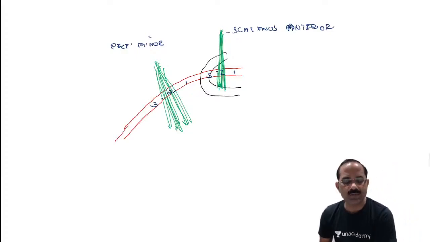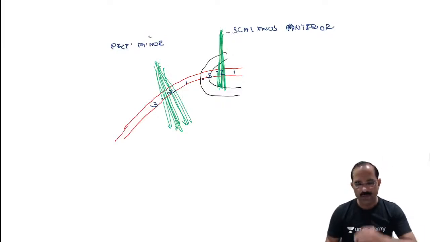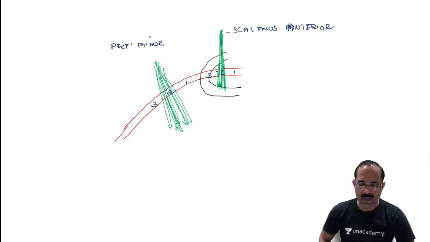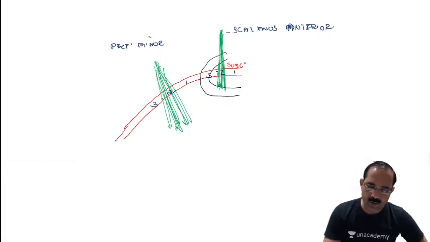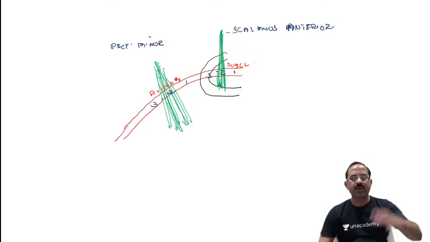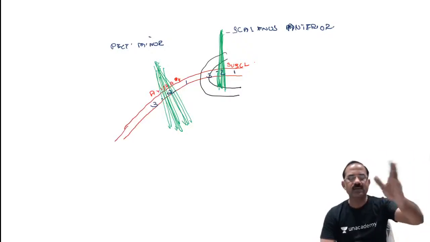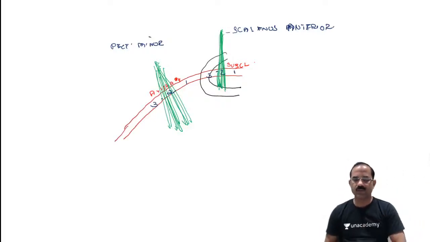Is that clear, students? So this is the subclavian artery. The moment it crosses the first rib, the subclavian artery is now known as the axillary artery. I'll write this down for you. Subclavian and axillary. The subclavian artery is divided into 3 parts by the scalenus anterior. The axillary artery is divided into 3 parts by the pectoralis minor.